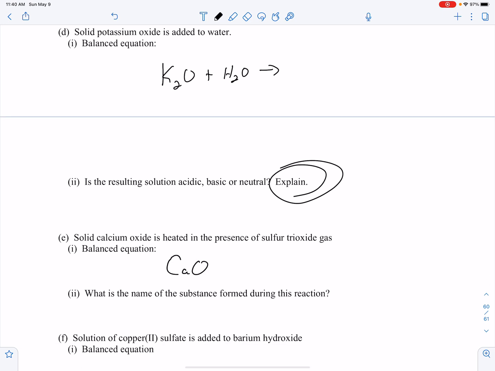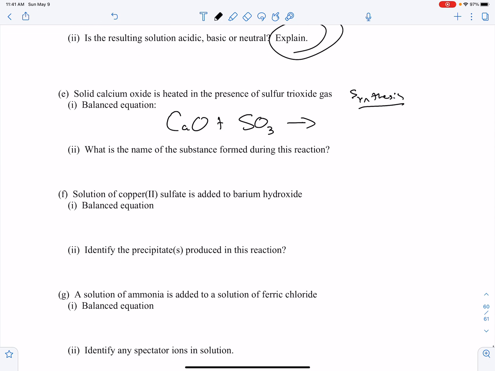Solid calcium oxide, CaO, is in the presence of sulfur trioxide, SO3. This is now a singular product, a combination, so synthesis reaction. And so just think of what happens when I combine a calcium and then the oxygen with those SO3s, and I should get one singular compound. And then what is the name of that singular compound?